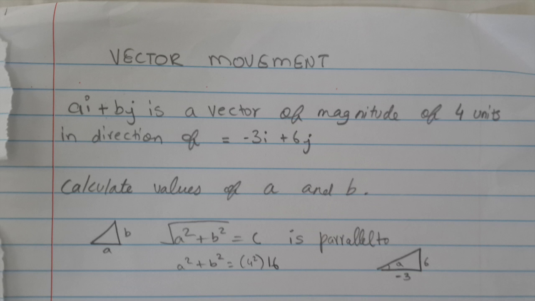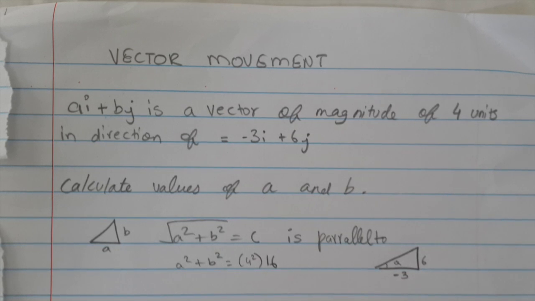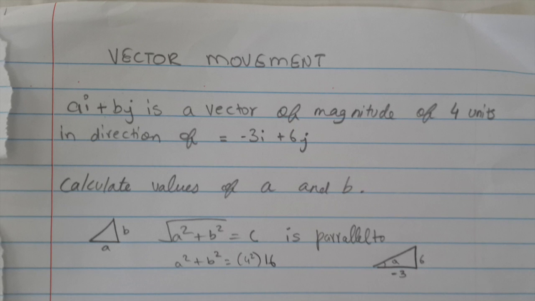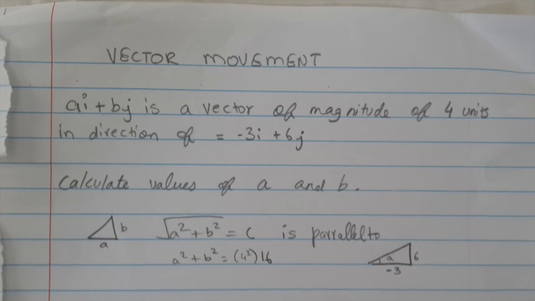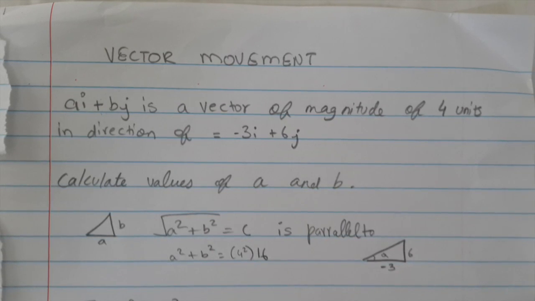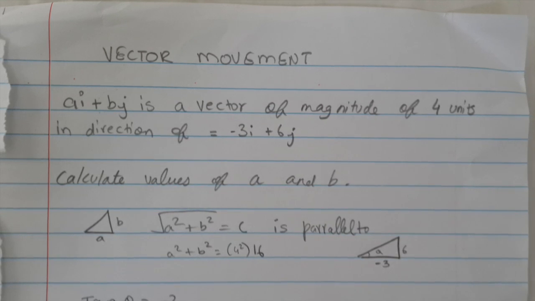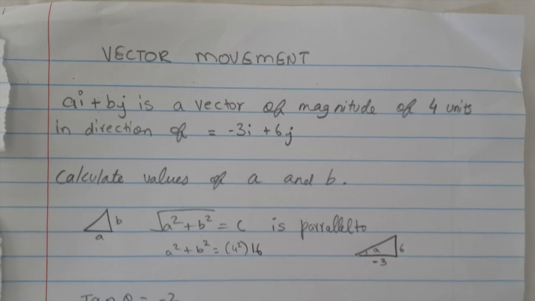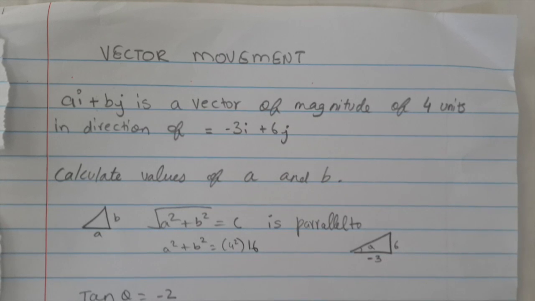Vector question. ai plus bj is a vector of magnitude 4 units in the direction of minus 3i plus 6j, and we need to calculate a and b. We know that ai plus bj and minus 3i plus 6j are parallel. To help answer this question, I make a triangle and use Pythagoras theorem to come up with the equation that a squared plus b squared is equal to 16.